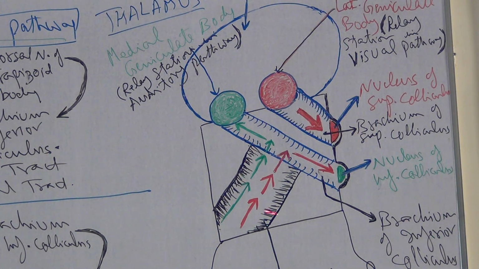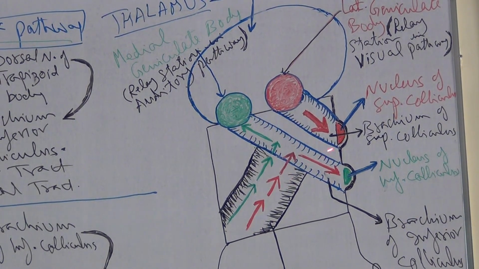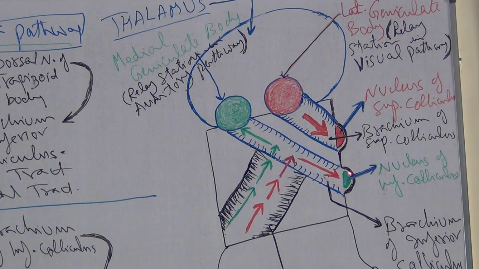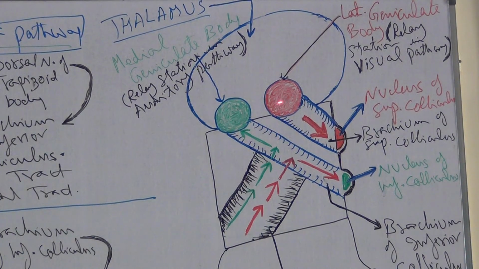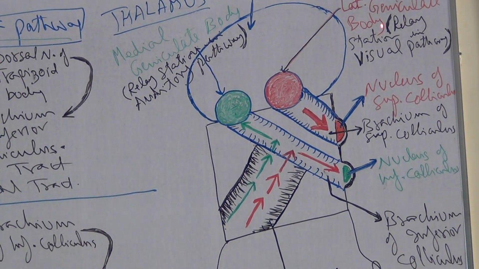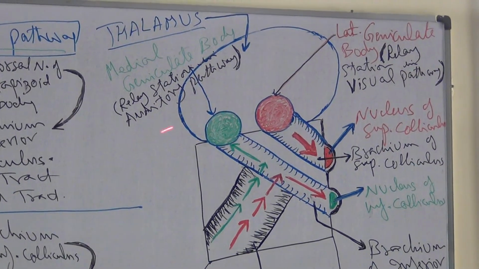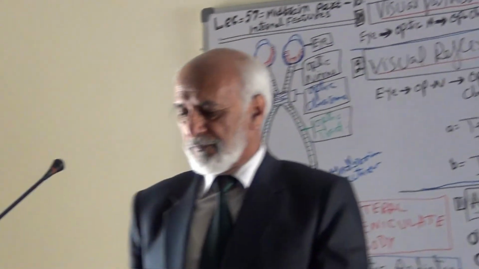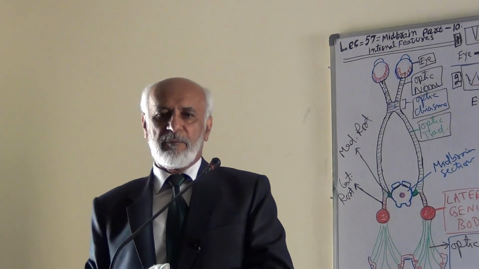So this was detail about the internal structure of the brachium of superior colliculus, brachium of inferior colliculus, lateral lemniscus, and nucleus of the superior and inferior colliculi, which are for reflex pathways. And also we talked about the visual pathway, where the relay station is the lateral geniculate body, and then the auditory pathway, where the relay station is the medial geniculate body. So this was the internal feature of these two brachia and the colliculi and their important role.